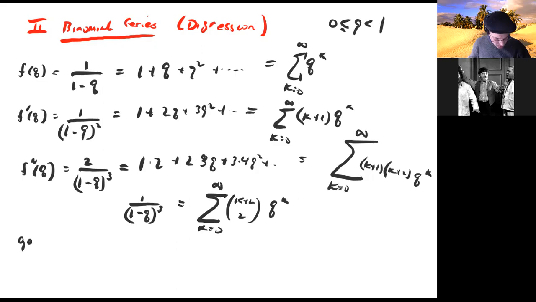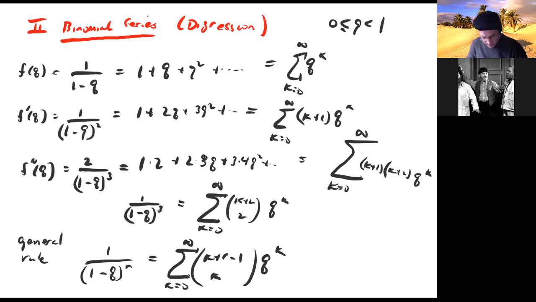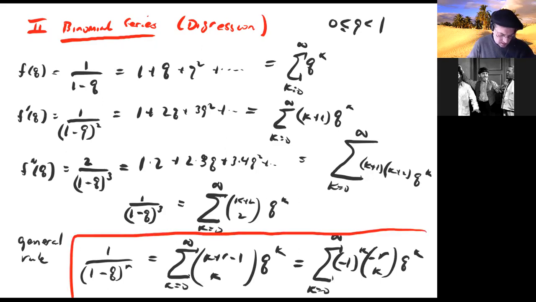And the general rule, as I take bigger powers of 1 minus q and take the reciprocal, is that 1 over 1 minus q to the power of r is equal to the sum, k goes from 0 to infinity, of k plus r minus 1 choose k, times q to the power of k. We can rewrite that in terms of the negative binomial coefficient. It turns out this is the same as the sum, k goes from 0 to infinity, of minus 1 to the k times minus r choose k, q to the k. So this is what I wanted to derive. This is the so-called binomial series that I was mentioning at the top.